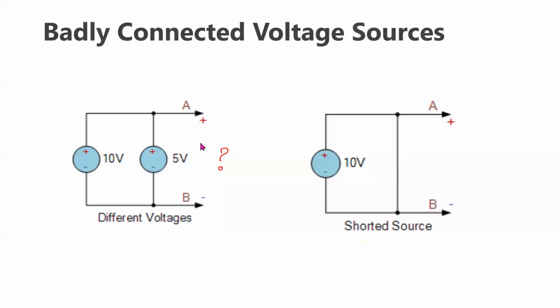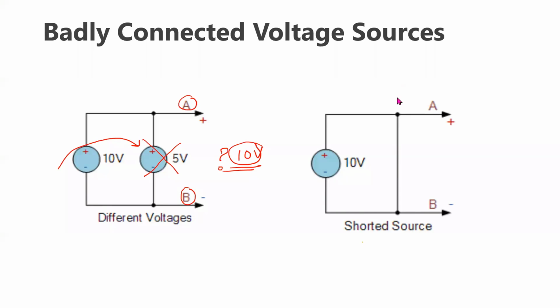Then can you expect the value at the terminals A and B? The result is 10 volt, because 10 volt dominates over 5 volt, so 5 volt will have a negligible value. As a result, we observe 10 volt between the terminals A and B. So connecting 5 volt in parallel with the 10 volt is simply a waste of a resource, right?